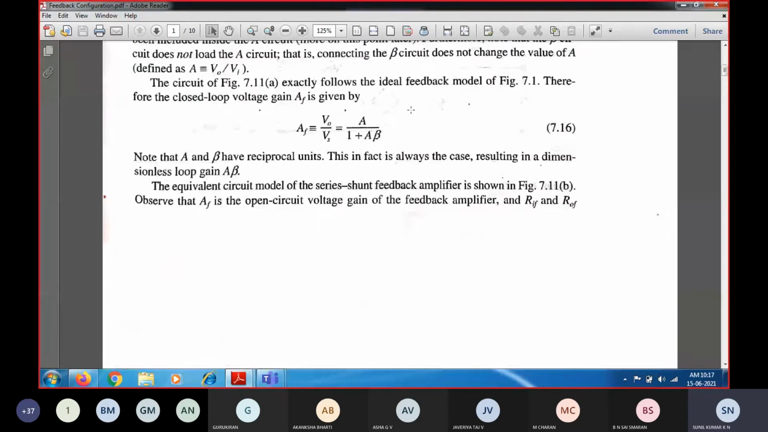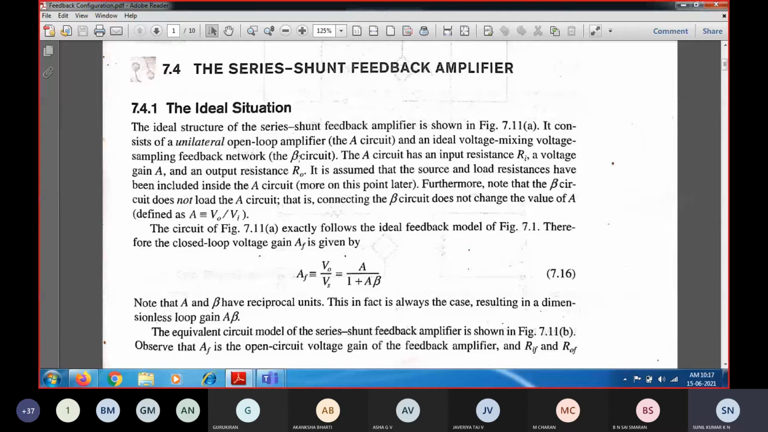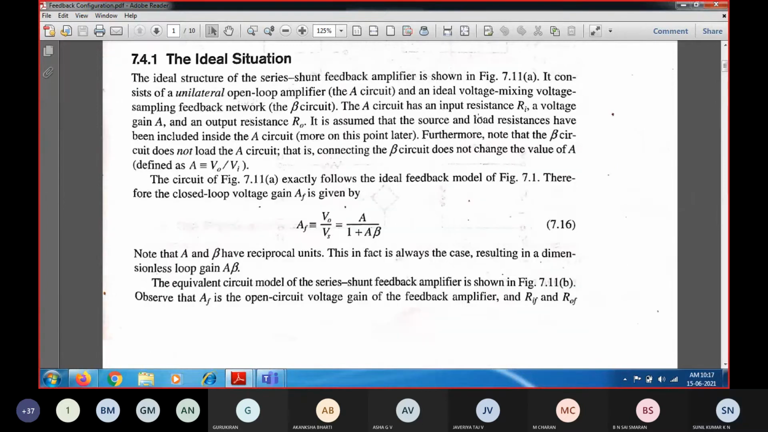Okay, so now we will see what the situation is. What is a series shunt feedback amplifier? Whether people are understanding or what? So we started with the four basic feedback amplifiers in today's class, and now I'm starting to deal with the series shunt configuration. On employing negative feedback, how the input resistance and output resistance are controlled by the negative feedback, we are going to see in today's class.